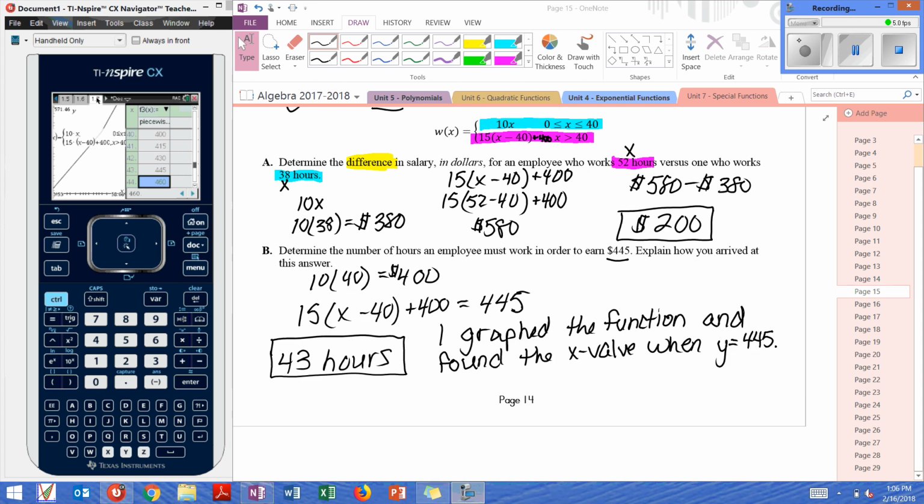Now let's explain. So just talking through what we did here, we graphed the function and we found that the X value was 43 when Y was 445. And we could have said the X value is always in terms of hours when the Y value is in terms of money.